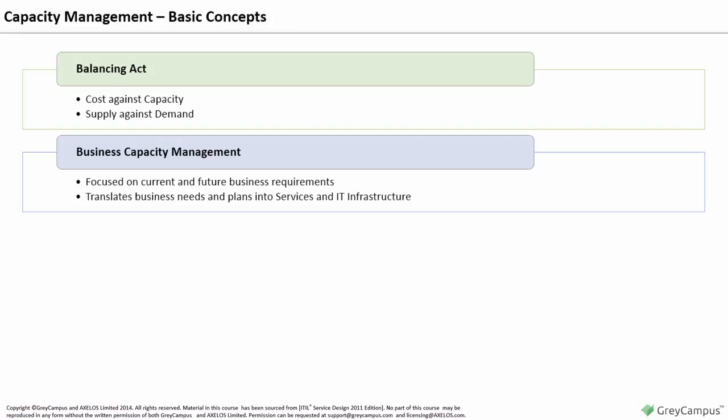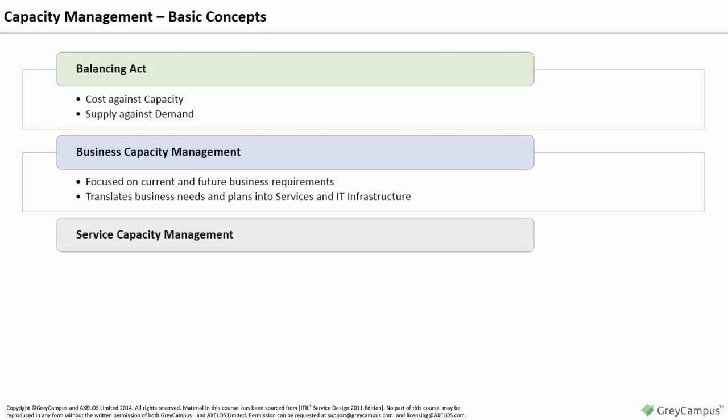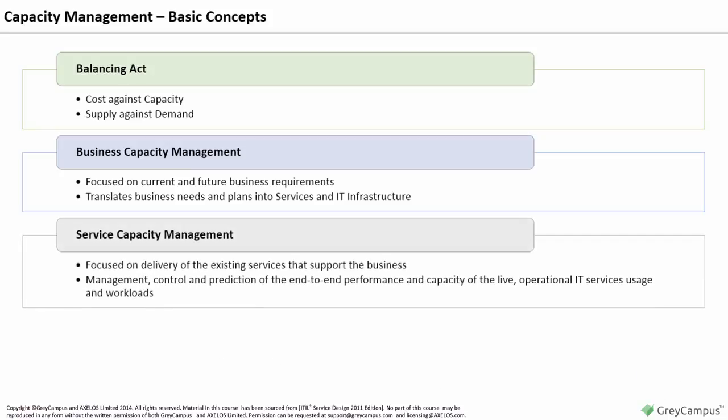These future requirements come from the service strategy and service portfolio, detailing new processes and service requirements, changes, improvements, and also the growth in the existing services. The service capacity management sub-process focuses on the management, control, and prediction of the end-to-end performance and capacity of the live operational IT services usage and workloads.